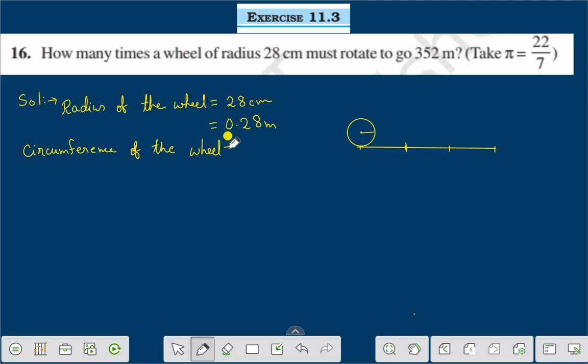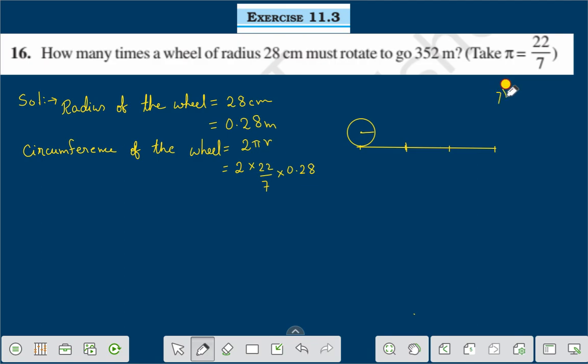Circumference of the wheel is equal to 2 pi r. If we find the value, it is 2 into 22 by 7, where the value of pi is taken as 22 by 7, and the radius is 0.28, right?